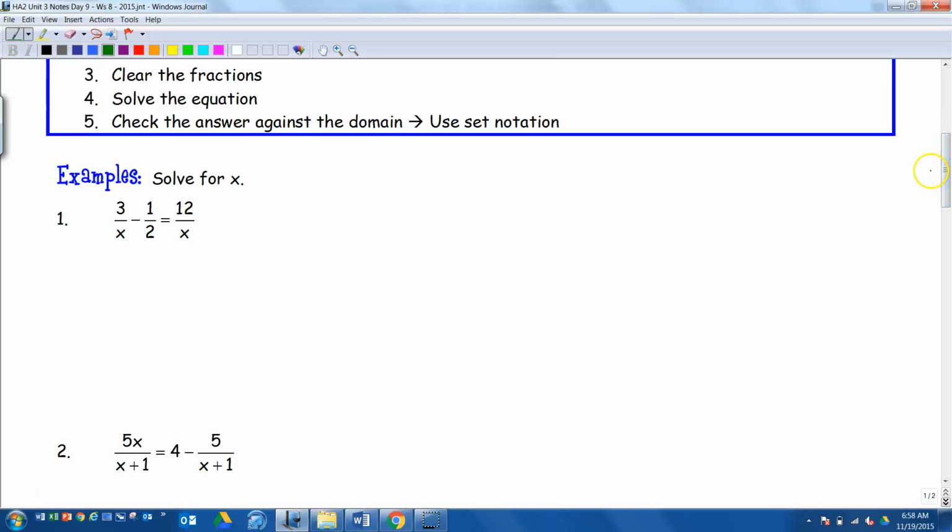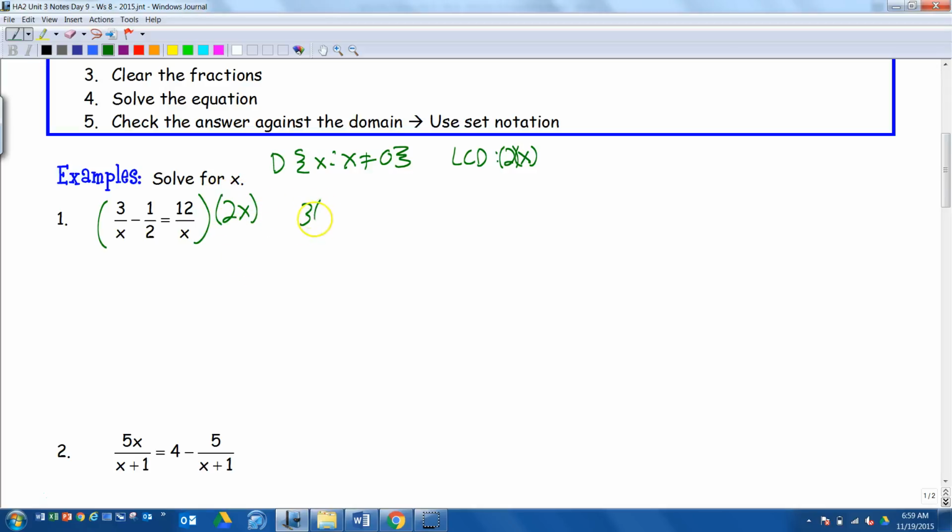So example 1. First thing I note is the domain, that x cannot equal, and if you look at the bottom, the only thing that would make the bottom 0 is if x is 0. So x cannot be 0 for this problem. The LCD, things that will cancel out my denominators, would be, I need an x and a 2. So I'm going to multiply everything by 2 and x. So that's the first step. I multiply the whole thing by 2x.